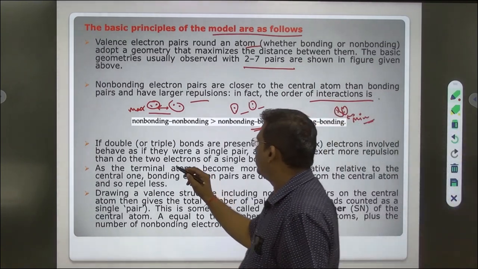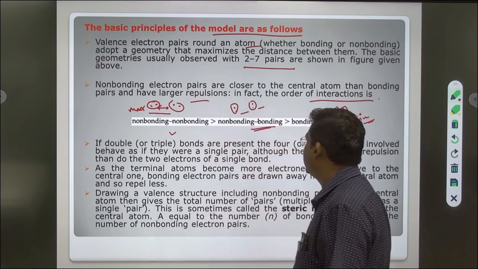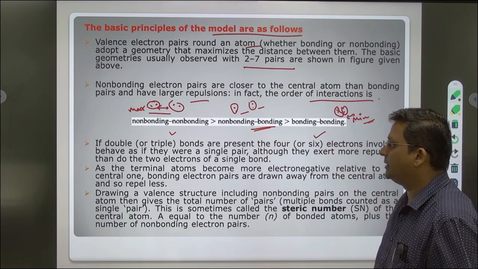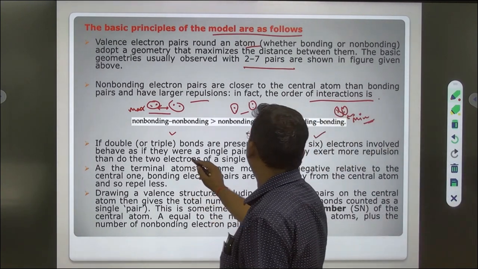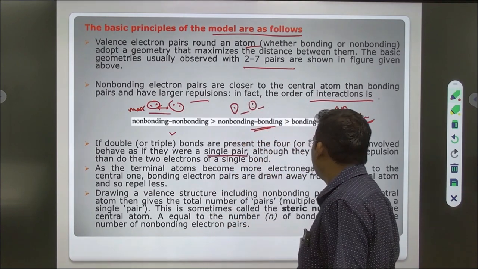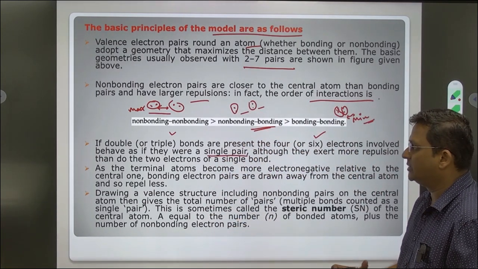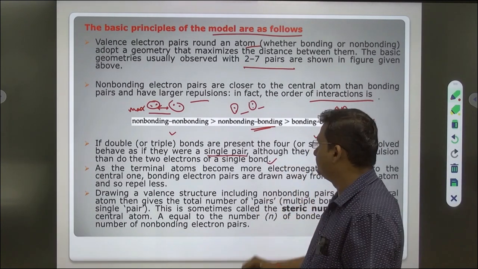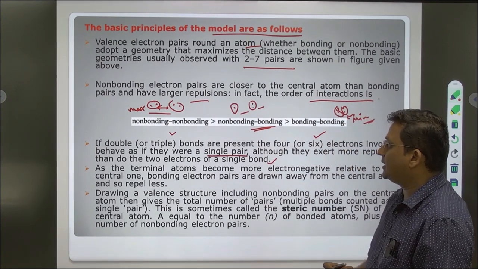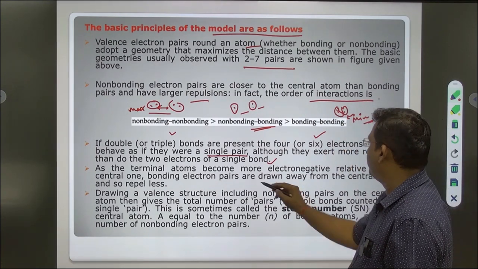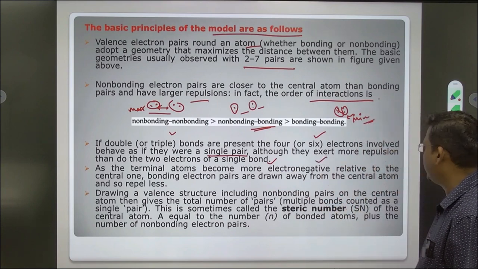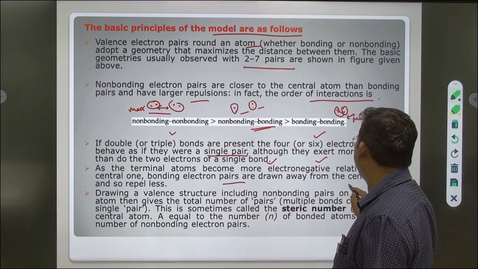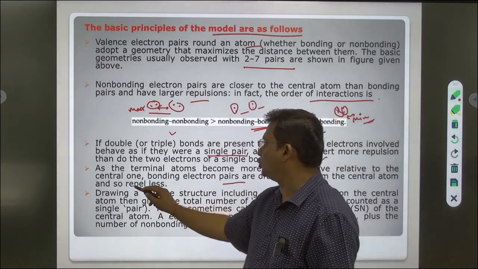If a double bond or triple bond is present, the 4 or 6 electrons involved behave as if they were a single pair, although they exert more repulsion than do the 2 electrons of a single bond. As the terminal atom becomes more electronegative relative to the central atom, bonding electron pairs are drawn away from the central atom and so repel less.